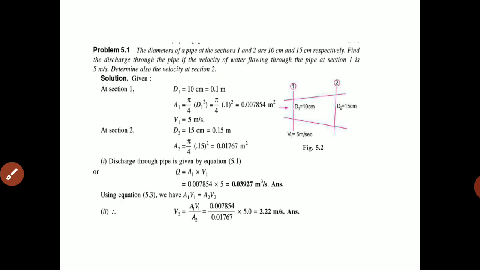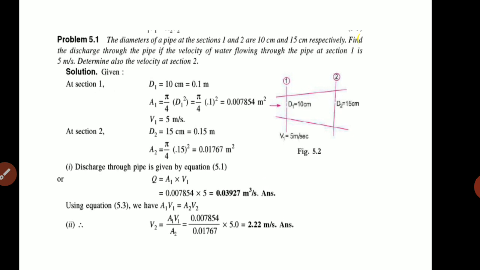Now we have some numericals on the continuity equation, and these are very simple numericals. They can be asked for MCQ and in the final exam if you have a written or theory exam. So see this example.